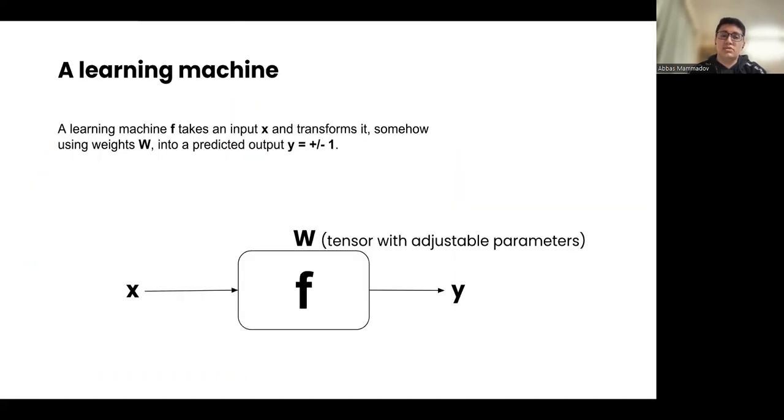Introduction. First, I want to start with the learning machine. What is a learning machine? A learning machine is just actual machine learning. We can understand it like this. We have some black box. We call it the learning machine, and let's say it's f, and it takes some input x and transforms it to a predicted output y using the weights w. And this w is just a tensor, or we can also call it a vector, with some adjustable parameters. Consider it as a black box. We have the weights and we are just inputting x and we get the result y. And the result y is either +1 or -1. So it's just a binary classification model.